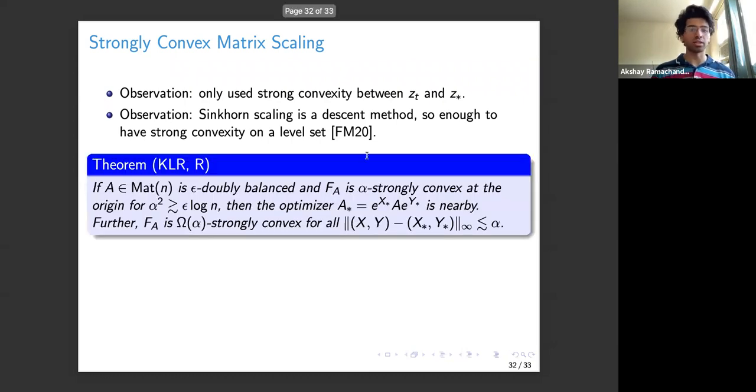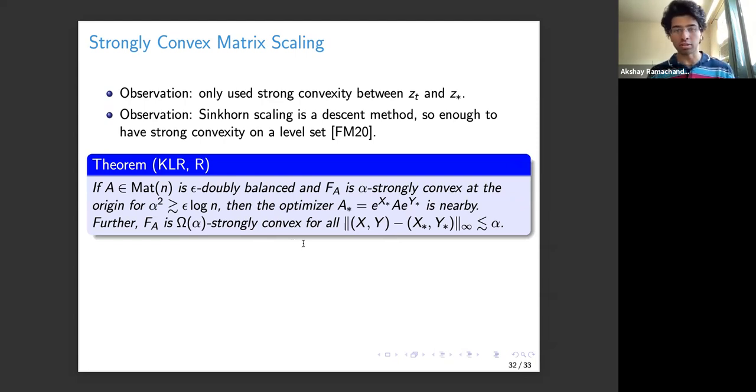And how do we get this? There's a nice theorem by Chu, Kwok, Lap Chi Lau, and myself that worked on these kinds of sufficient conditions for when you have strong convexity around the optimizer for a large ball, right? So what they say is if you have a matrix and it's epsilon doubly balanced and it's alpha strongly convex, and alpha is much larger than epsilon, then in fact, your optimizer is nearby. And further, the whole ball around the optimizer is strongly convex. So very quickly, Sinkhorn scaling will reach this strongly convex ball, and then it'll stay inside the strongly convex ball.